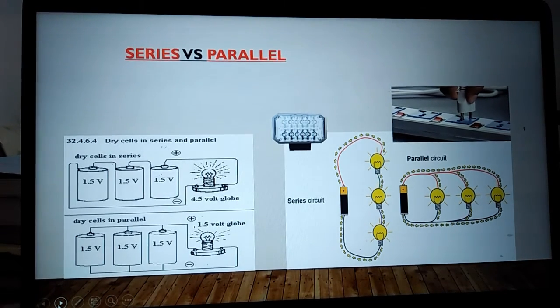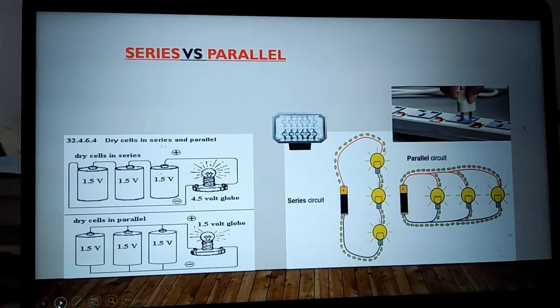Now, what is the difference? First is the difference of the terminals. Second is that in case of series connection, we are actually making use of more voltage. The voltage is very high, right? But the current remains the same. But in parallel, the voltage is very low and we can get a large current.